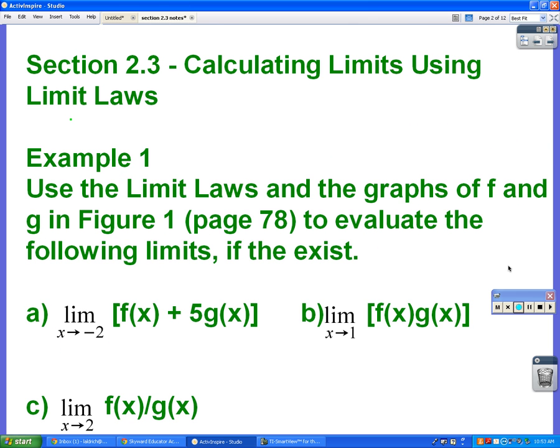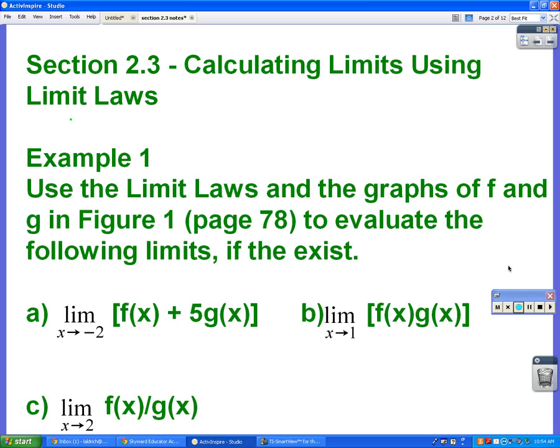All right, so let's do an example of this. Use the limit laws and the graphs of f and g in figure 1 on page 78. There's a little graph there. The red graph is f, and the blue graph is g. Figure out what the limit as x approaches negative 2 of f of x plus 5 g of x is.